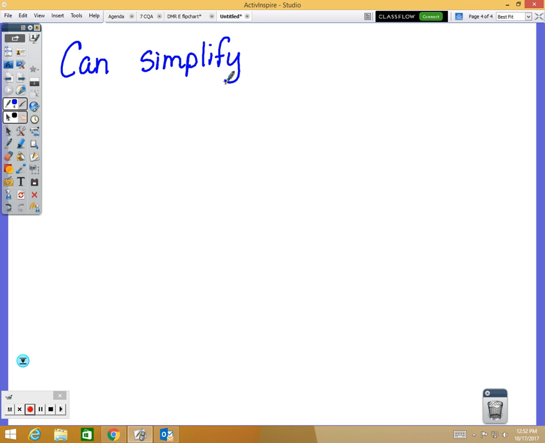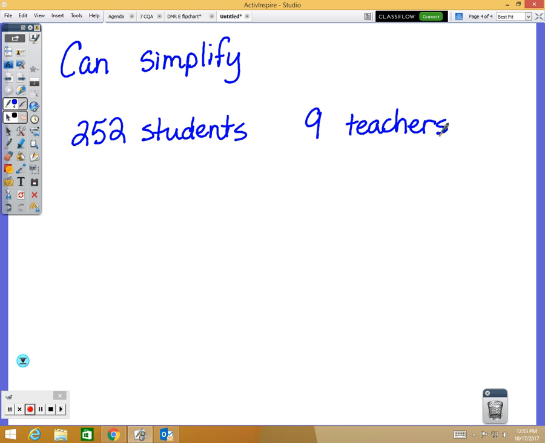For instance, if I was talking about a middle school, and at the middle school there are 252 students in the 7th grade, and there are 9 7th grade teachers. And I wanted to know what the ratio was of students to teachers. Students to teachers. So I could write this 252 over 9.